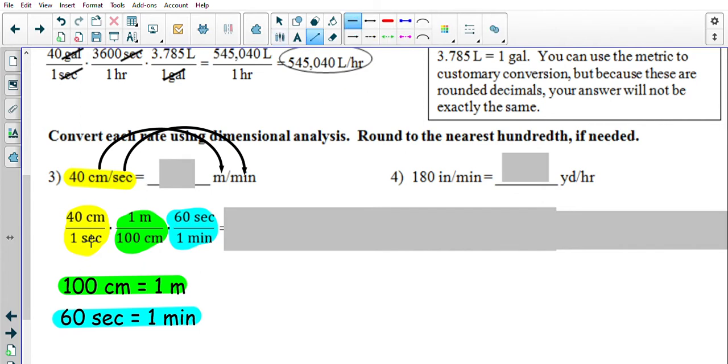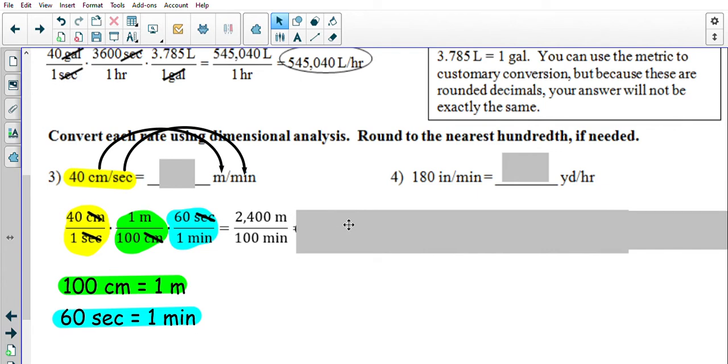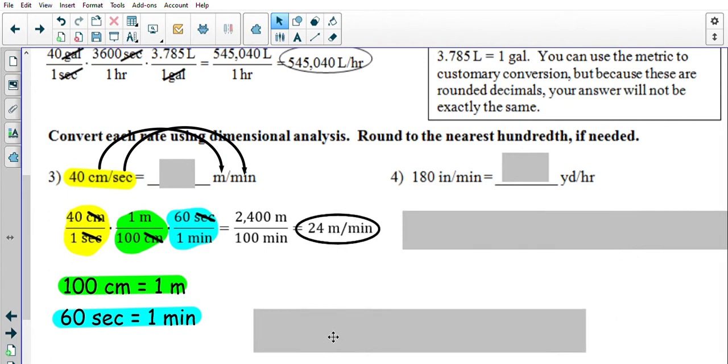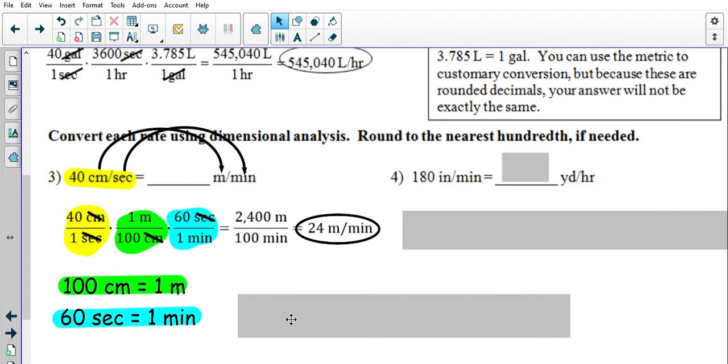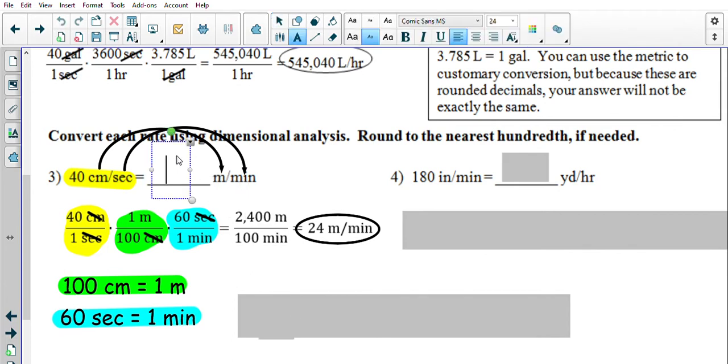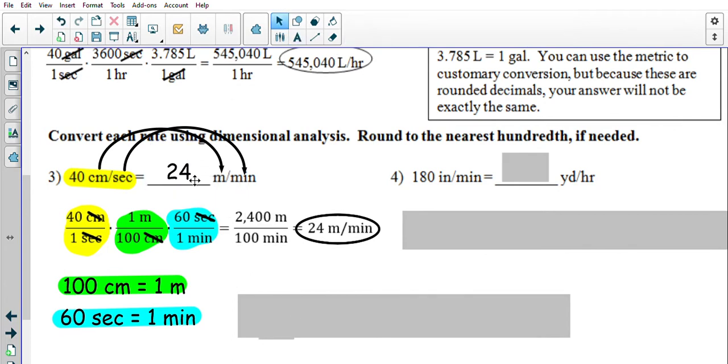Now let's cross off. We've got centimeters here and here. We've got seconds here and here. And we're going to be left with meters per minute, which is exactly what we want in our solution. So let's take 40 times 1 times 60 on the top. That's 2,400 meters on the top. 1 times 100 times 1 is 100 minutes on the bottom. Now divide 2,400 by 100. That gets us 24 meters per minute.